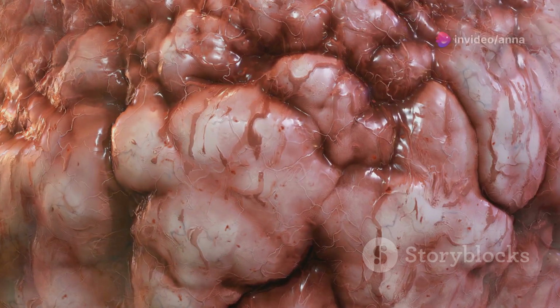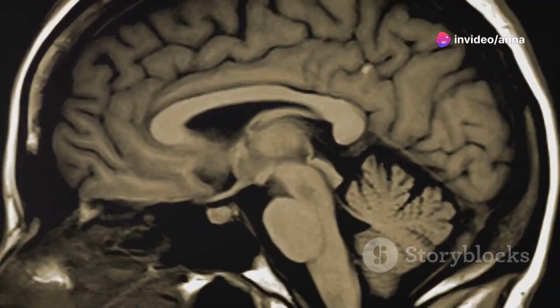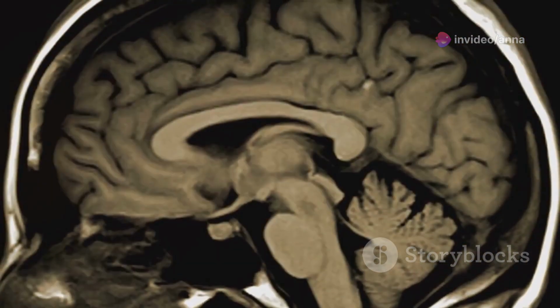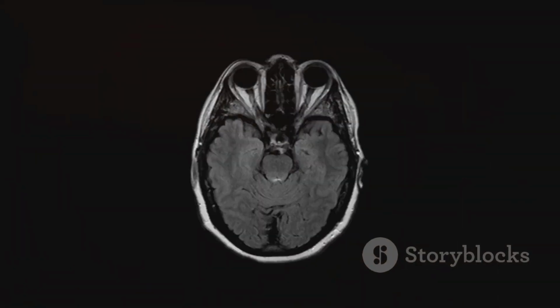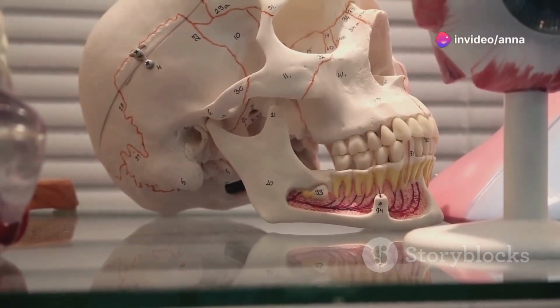Cavernous sinus structure and function. Structure. The cavernous sinus is a complex network of veins located on either side of the sella turcica, the bony saddle-shaped structure that houses the pituitary gland. It's divided into compartments by trabeculae, giving it a cavernous appearance.